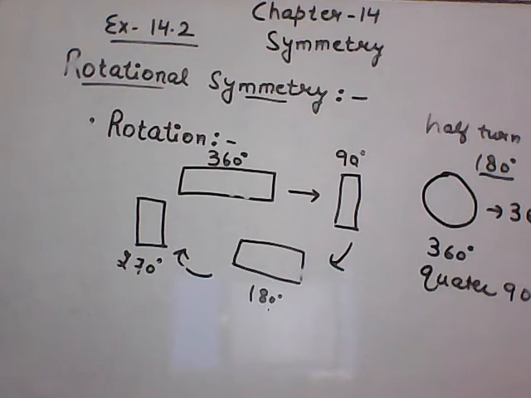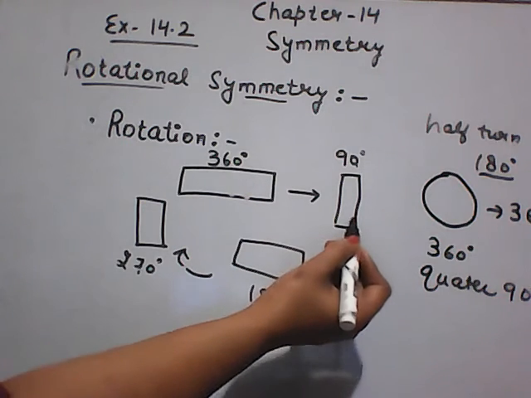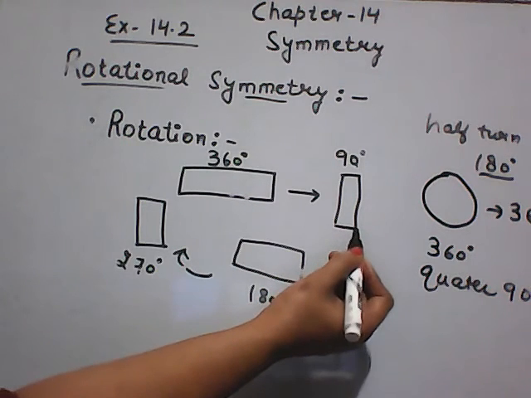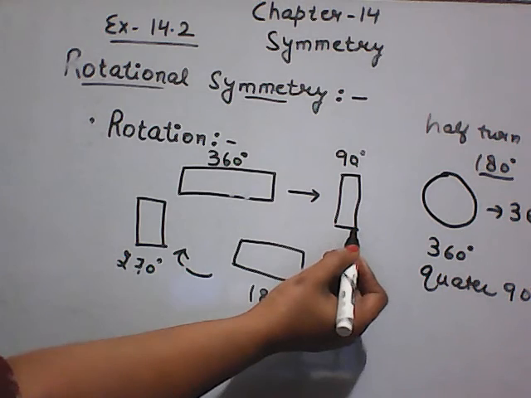Now, we know the term rotation and we know the term angle of rotation. Now, what do you mean by rotational symmetry? If after a rotation, a figure or an object coincides with its original position, if we rotate any object or any figure and the figure coincides with its original position, then it is rotational symmetry.